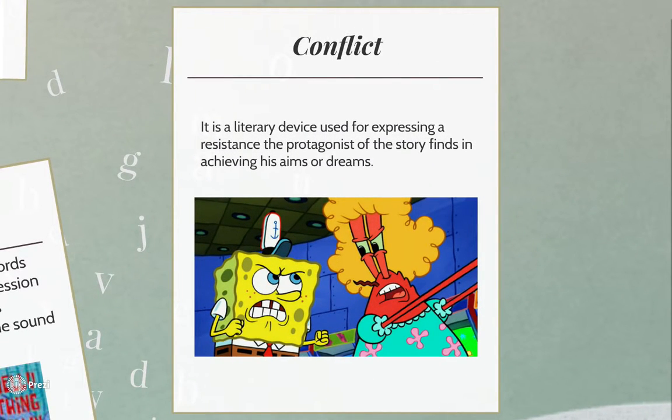The second one is conflict. Now, I'm sure you can guess what conflict means. But the definition is a literary device used for expressing a resistance the protagonist of the story finds in achieving his aims or dreams. So this is when you have a story and the main character comes across a conflict and works throughout the whole story to get over it.